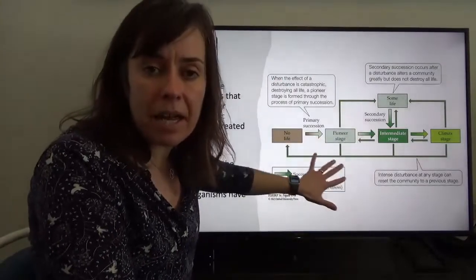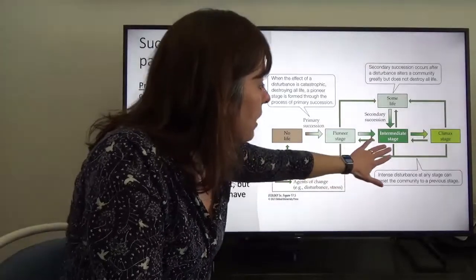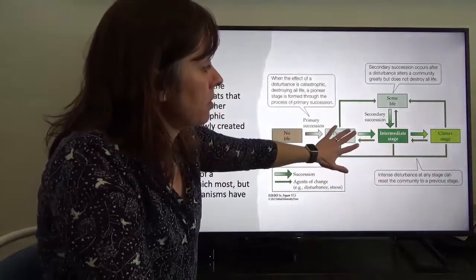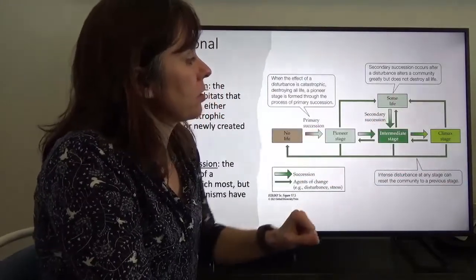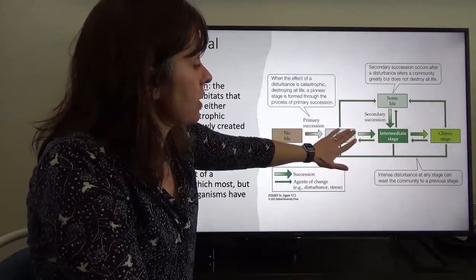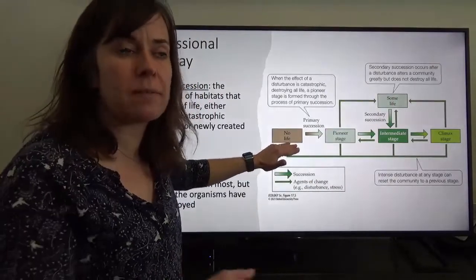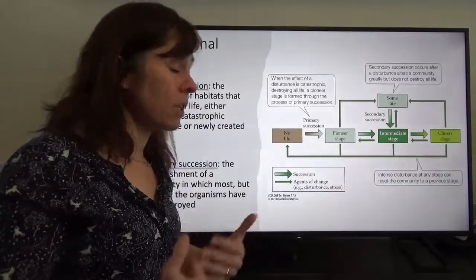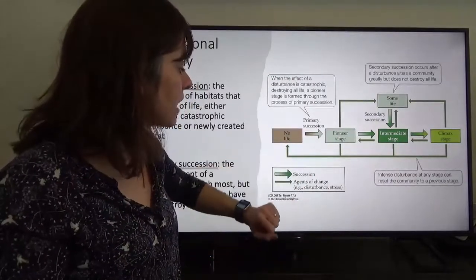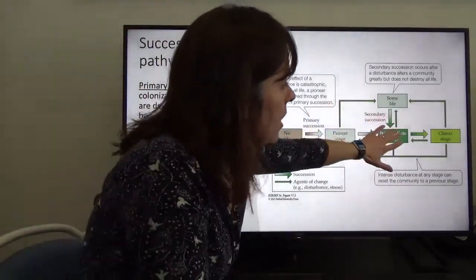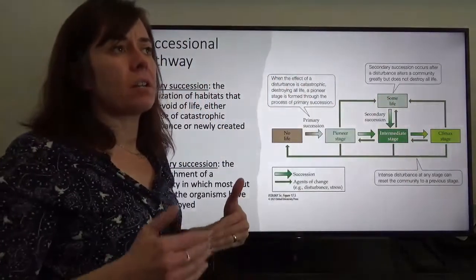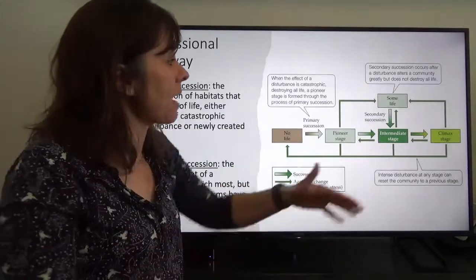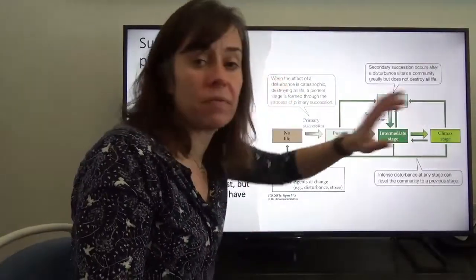But disturbances can happen anywhere along the way. And depending on how severe that disturbance is, any of these three stages can be set back to a no-life stage. If you have some new catastrophic disturbance event that clears everything away again, you can go back to this no-life stage. But you can also have a less intense disturbance that takes you to this point of some life, okay?